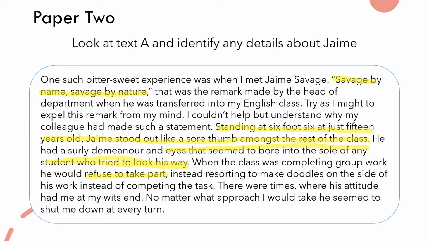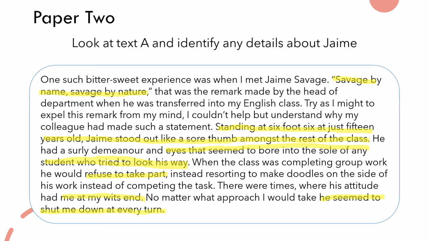"Instead he resorts to making doodles on the side of his work instead of completing the task. There are times when his attitude had me at my wit's end." Now, if you're not sure what we mean by at my wit's end, it is a fairly old expression where it means that the teacher has kind of had enough. The kind of teacher that is having their buttons pushed over and over again. It's really quite emotionally draining for the teacher. "No matter what approach I would take, he seemed to shut me down at every turn." So quite a challenging and difficult student for the teacher to actually deal with.